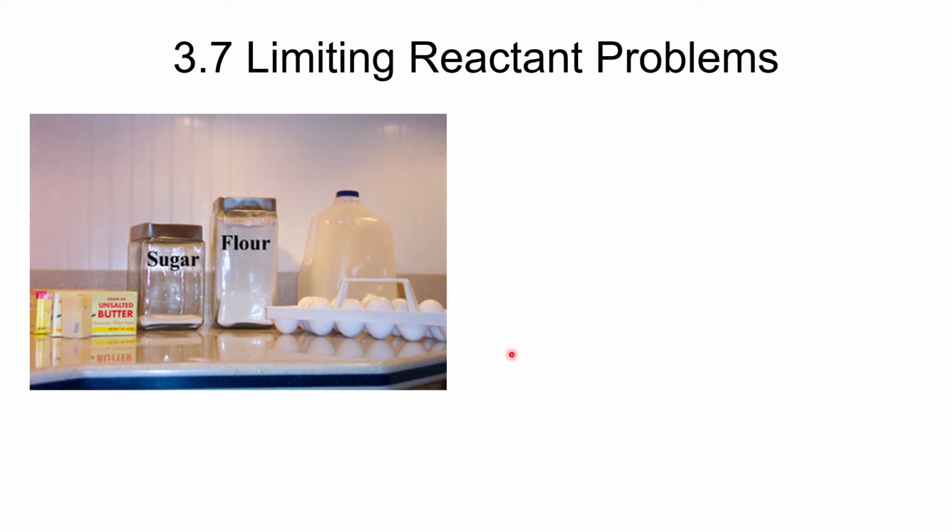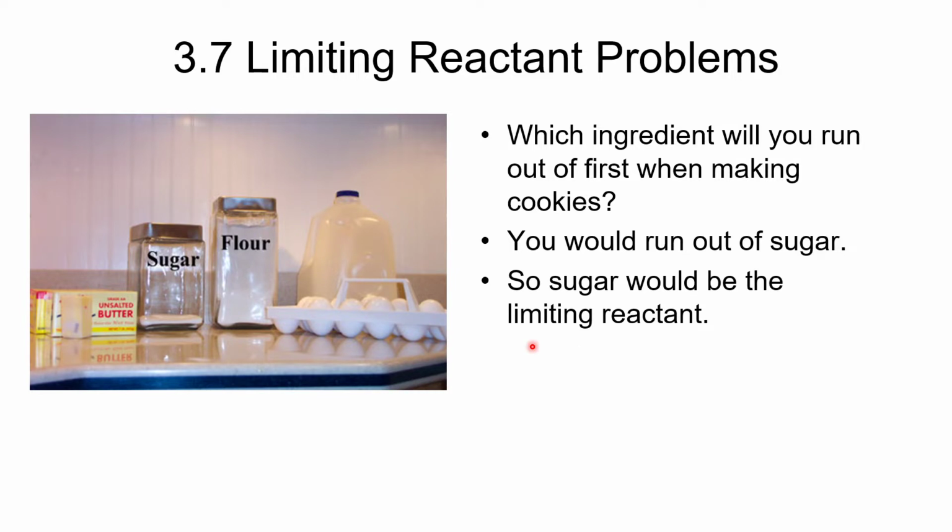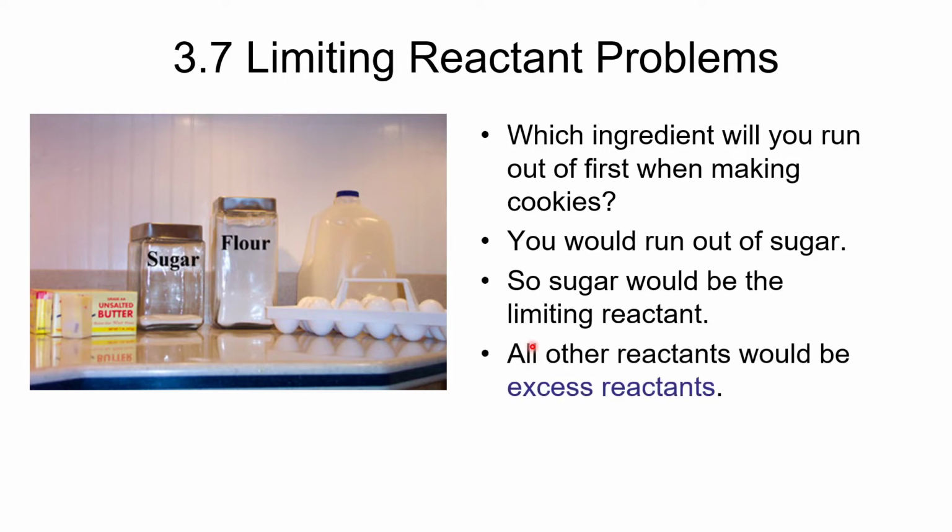Now, we will ignore the fact that we do not have any baking soda here. We'll assume that the baking soda is in good order. So the ingredient that we will run out of is sugar. That means, in the terminology of doing limiting reactants, sugar is our limiting reactant. In other words, it's the thing we run out of first. All the other ingredients would be considered excess reactants. So the butter, the flour, the milk-like substance, and the eggs, those would all be considered excess reactants.